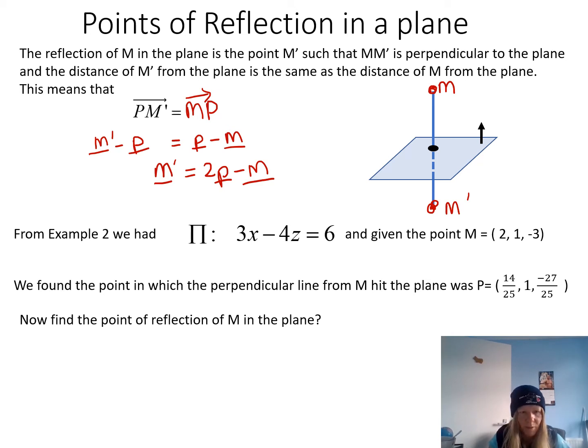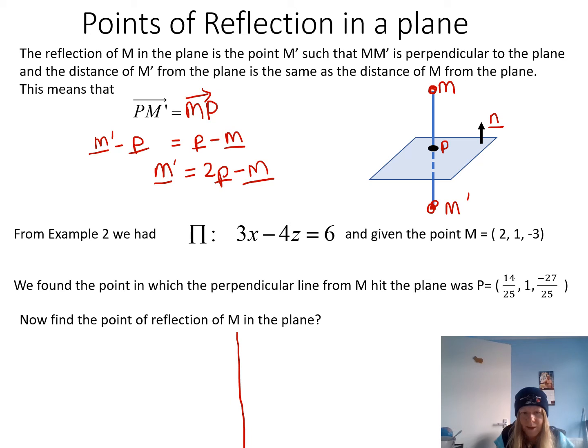So from our example 2, the plane, that's a funny symbol for the plane. The plane was that, and we were given this point here. We found the perpendicular, this is in example 2 that I did a while ago, was that thing. Now find the reflection, so that's our P, if you want to label that on there, and that's your N if you like. Now find the point of reflection of M in the plane. Right, we could use this formula, and I will do in a second. Split this in half. It's just common sense.